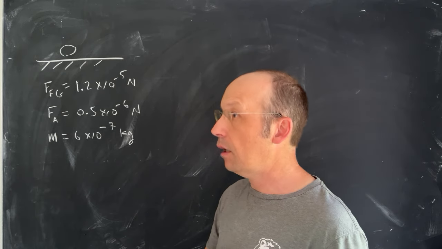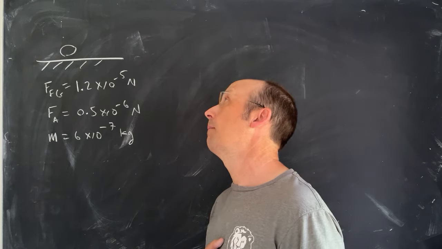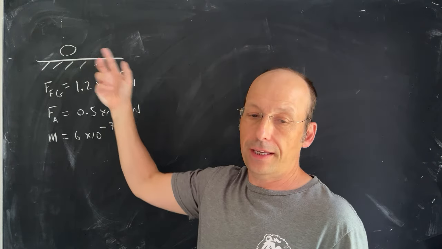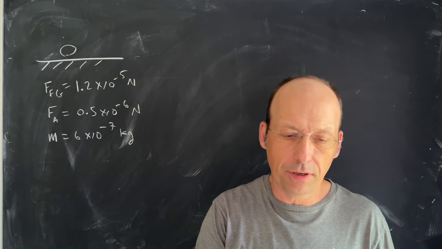OpenStax, College Physics, Chapter 4, problem number 40. So I drew a flea because we're starting off with a flea. And the problem says, let me just read the problem to you because I'm going to get it wrong.